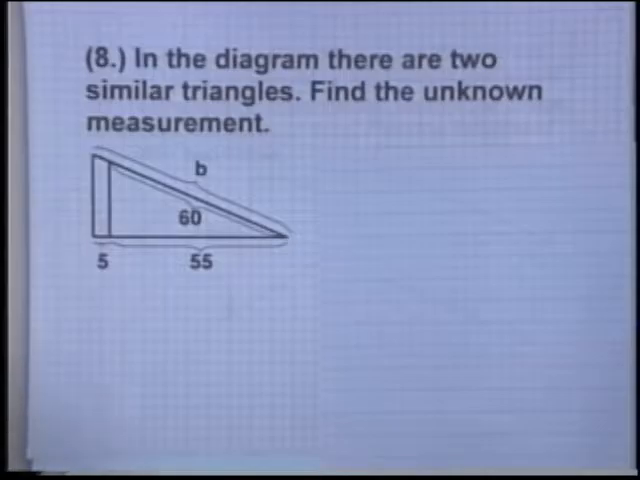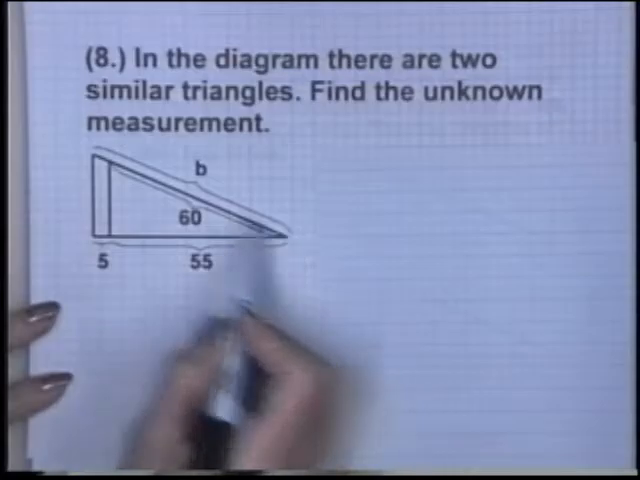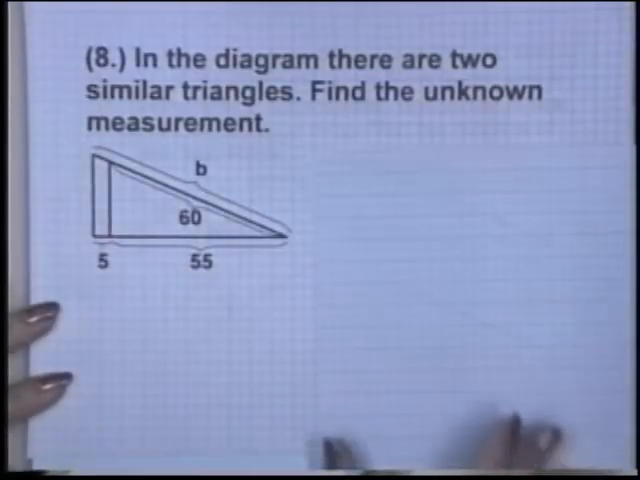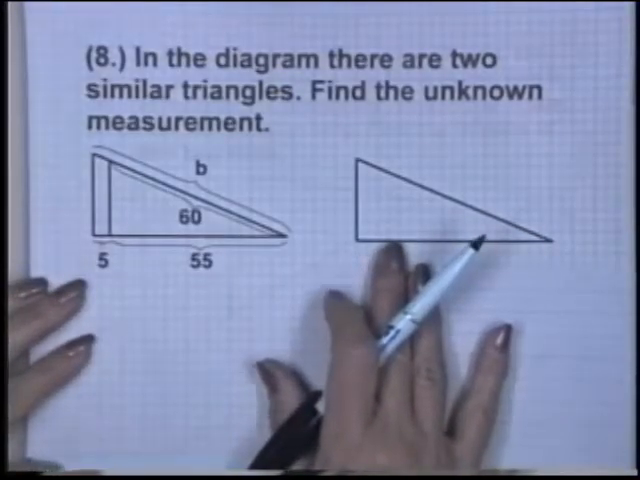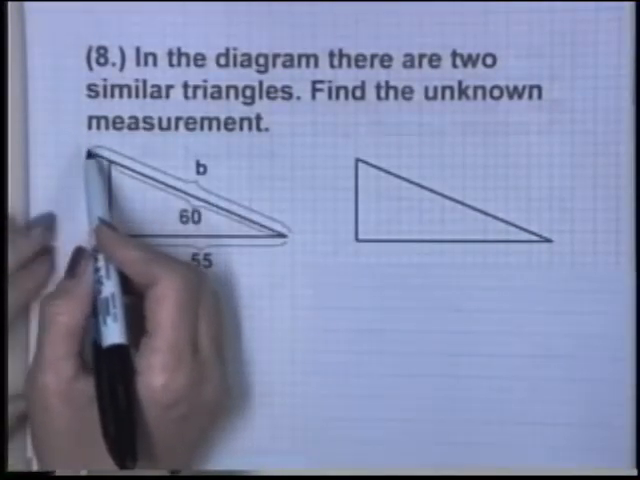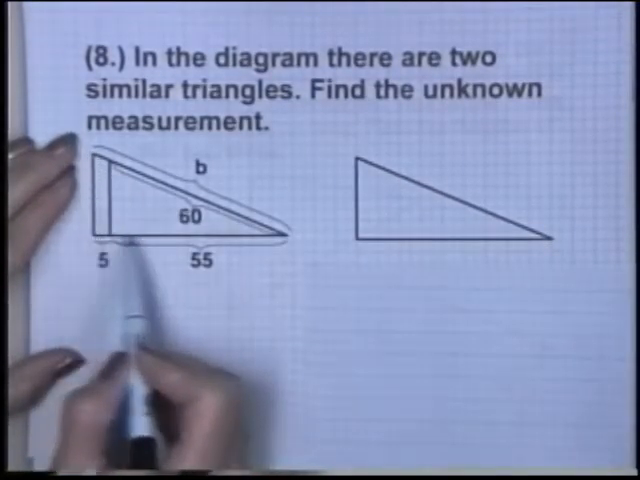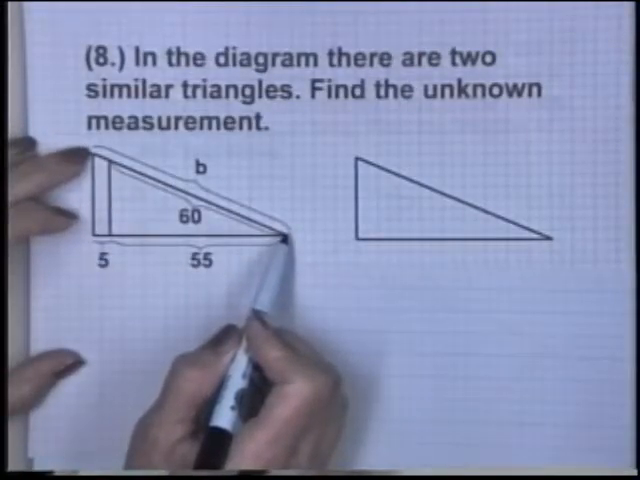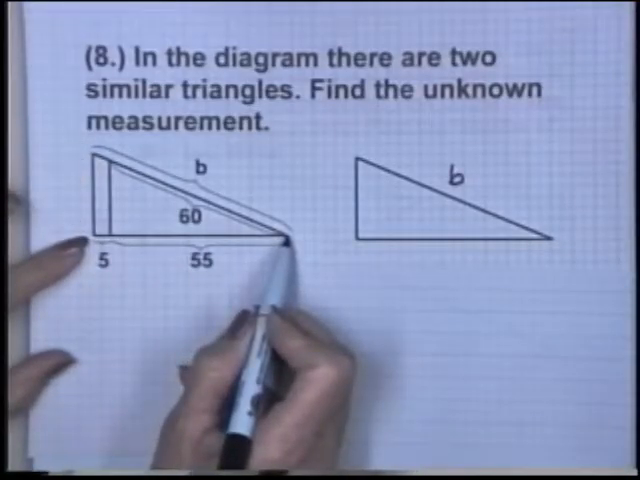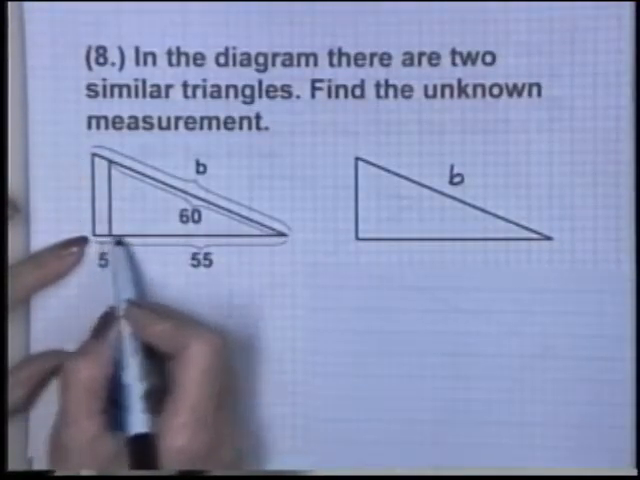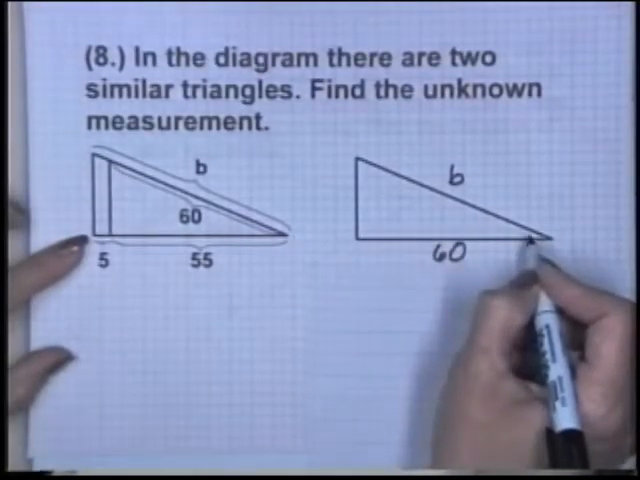It's real important that you understand that you've got this inside triangle and this outside triangle. And I like to separate these. I think sometimes it's easier to see. So what I've got over here is this outside triangle. Now let's label this outside triangle. For this outside triangle, this side length is B, and what's the bottom length here? This means 5 plus 55, which would give us a length of 60.